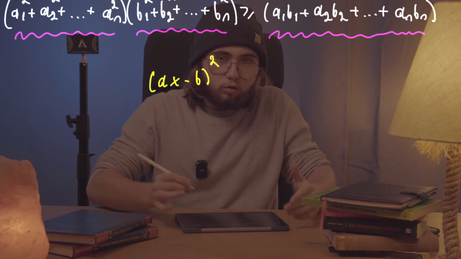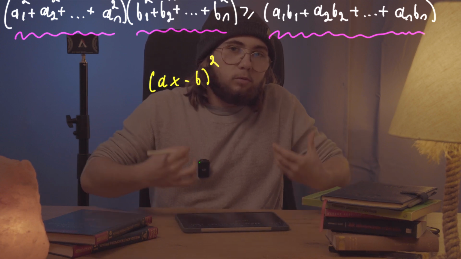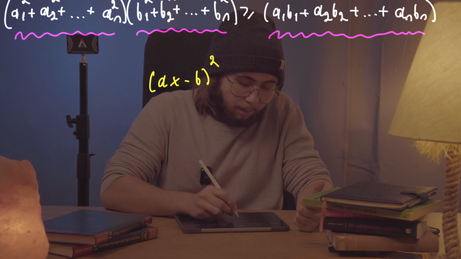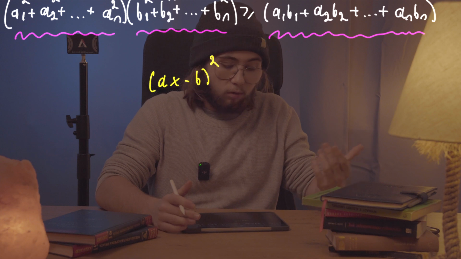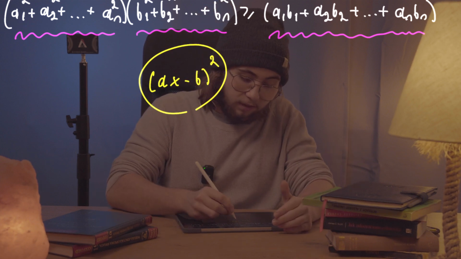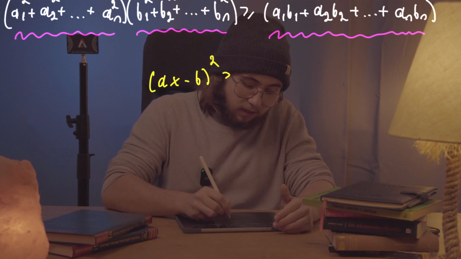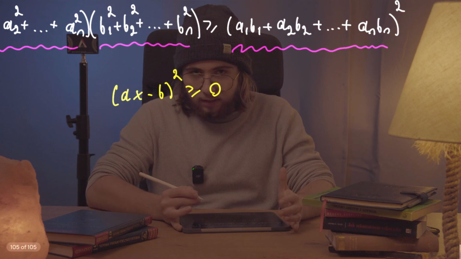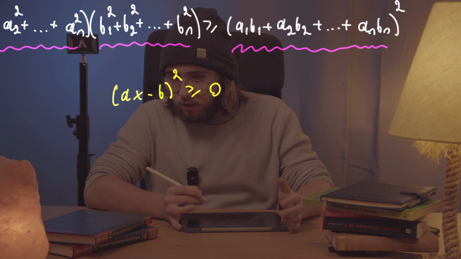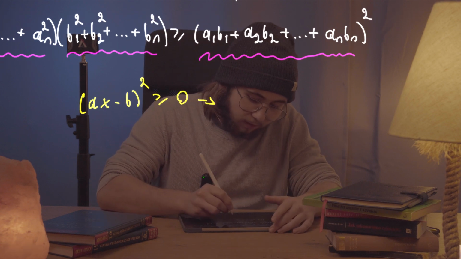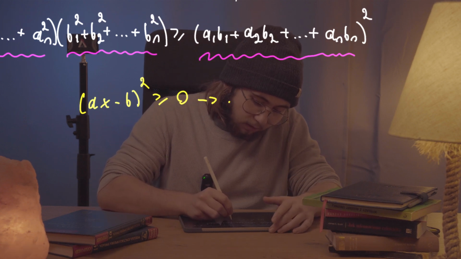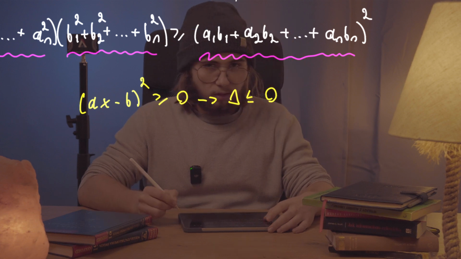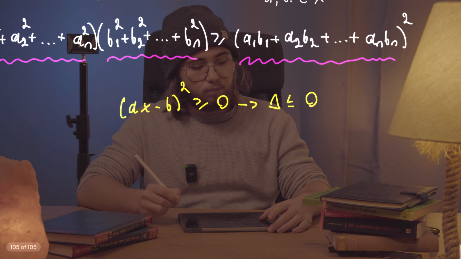Well, we know that this quadratic is always greater than or equal to 0 because whatever is inside this parenthesis, no matter if it's negative or it's 0, this entire thing after being squared is always greater than or equal to 0. Well, if a quadratic is greater than or equal to 0, it means that its discriminant, the delta, is going to be less than or equal to 0. Okay, well, that's pretty interesting.